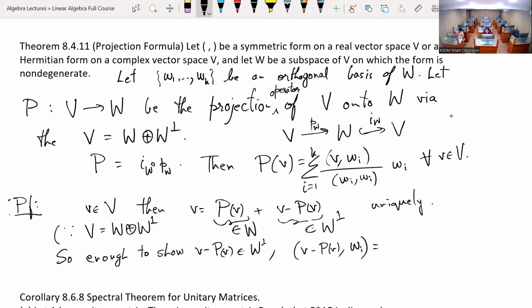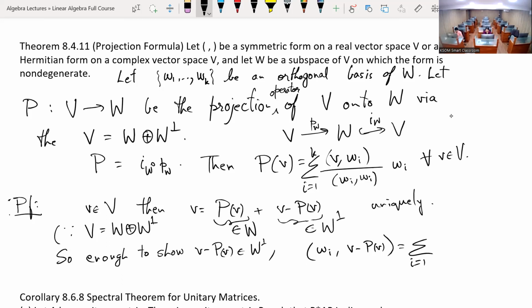So I'll use the second variable, then it's easier. Then I don't have to conjugate. So Wi comma V minus PV. So meaning I have to allow it to be Hermitian. So in the second variable it's linear, so I don't have to do any conjugation. So let's just compute this. So this is the inner product with Wi, and these coefficients come out. So I'll just write it in one step.